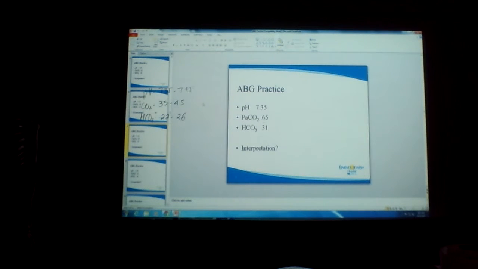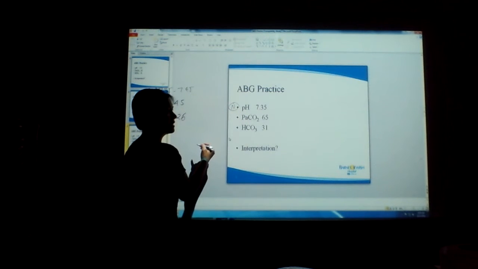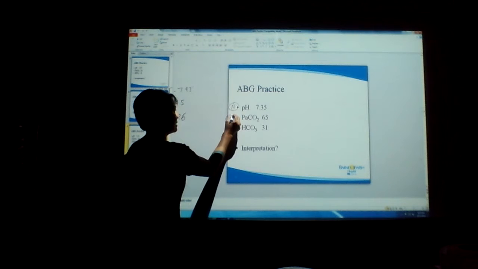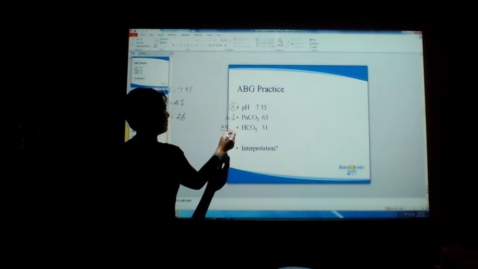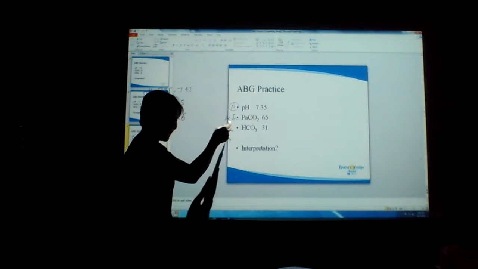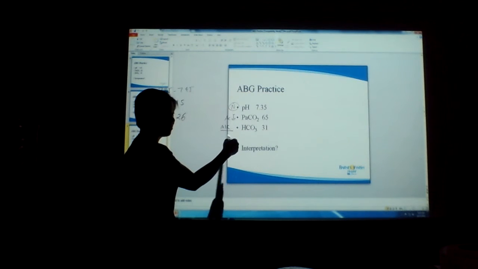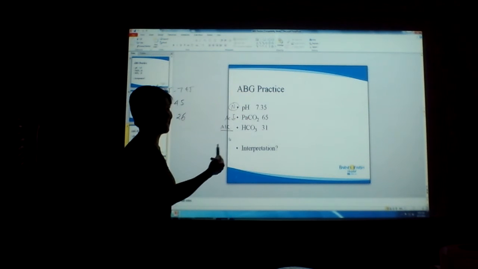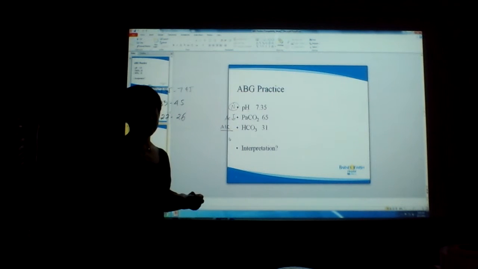Then this one. Whoa. This is normal. This is acidosis. This is alkalosis. So maybe we'll write respiratory acidosis compensated. Or maybe metabolic alkalosis was the problem, compensated. Because this went to normal already. Understand? Okay?